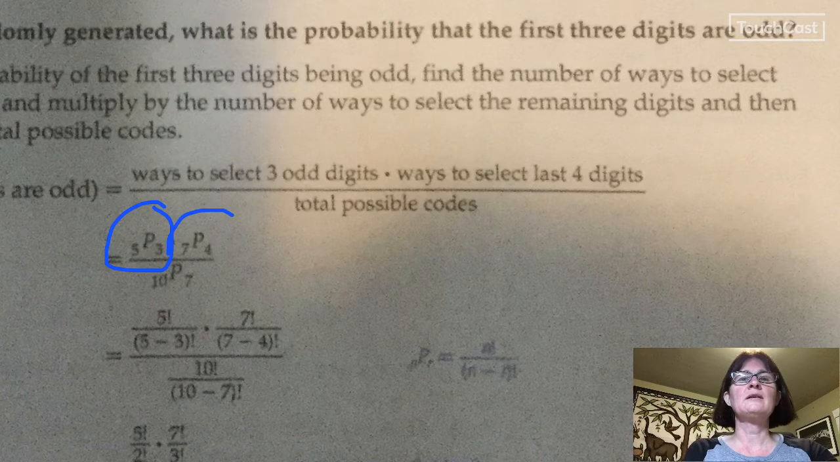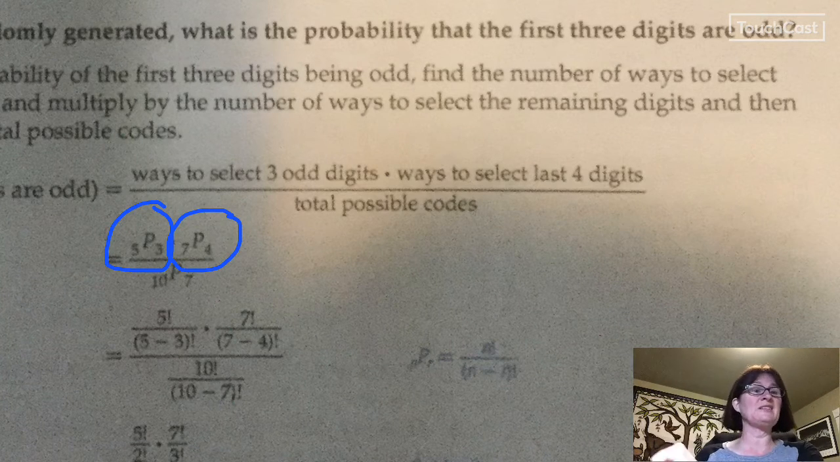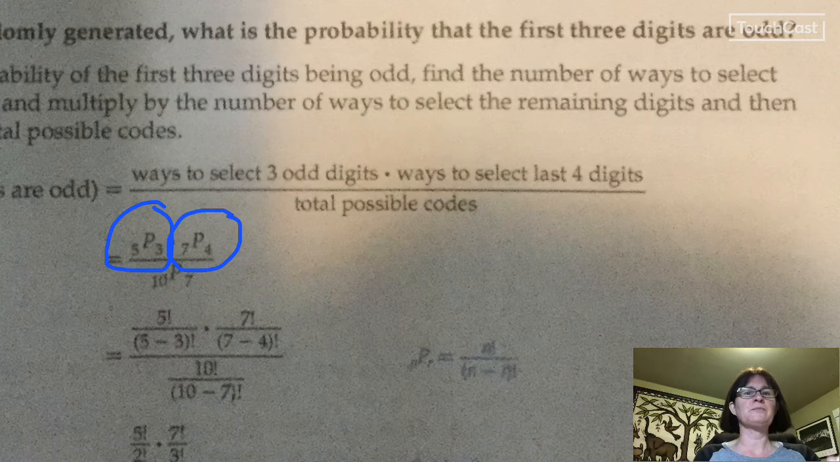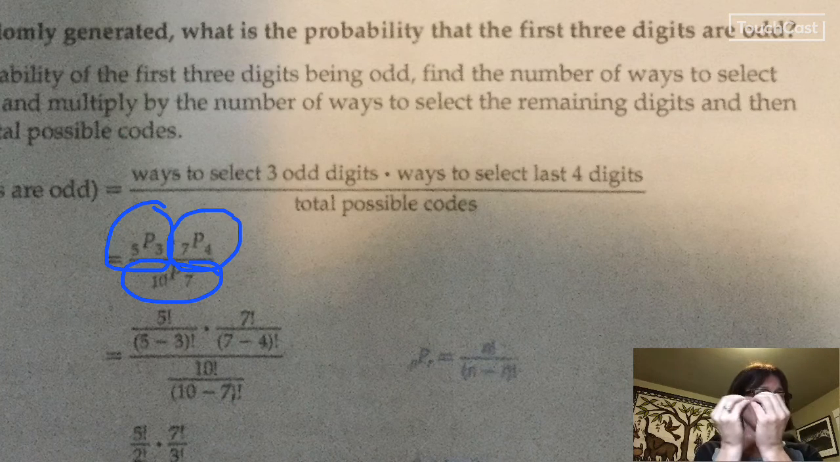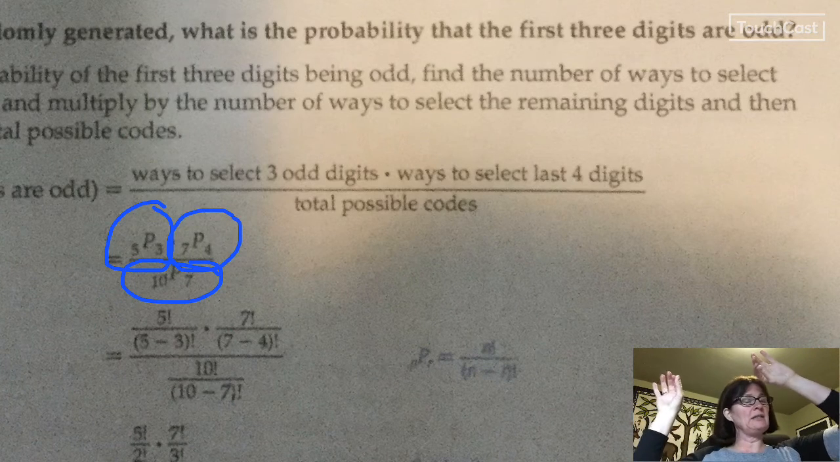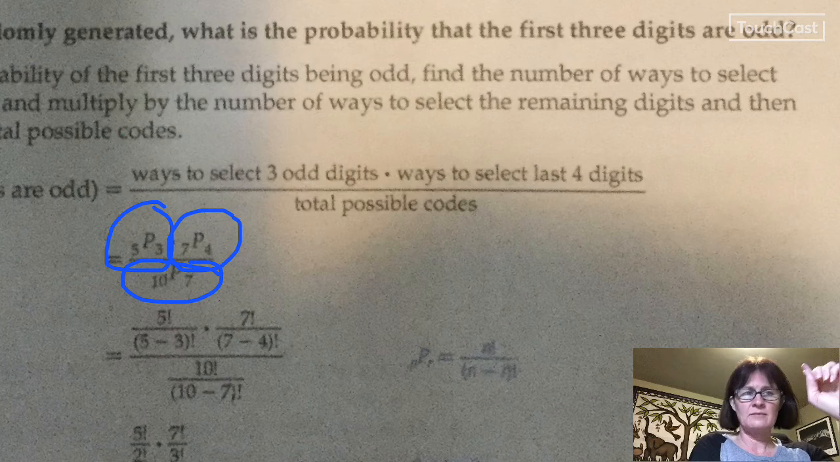Then I have 4 digits that I'm going to choose, and there are 7 digits left to choose from, so that's 7 permute 4. When I have those possibilities for the first 3 digits and the possibilities for the last 4 digits, I need to multiply those possibilities together. That's the fundamental counting principle. That product is the number of ways there are to choose a code that has 3 odd digits to start. It's going to get divided by the total number of possible ways to make a code, which is the 10 permute 7 we figured out in part A.